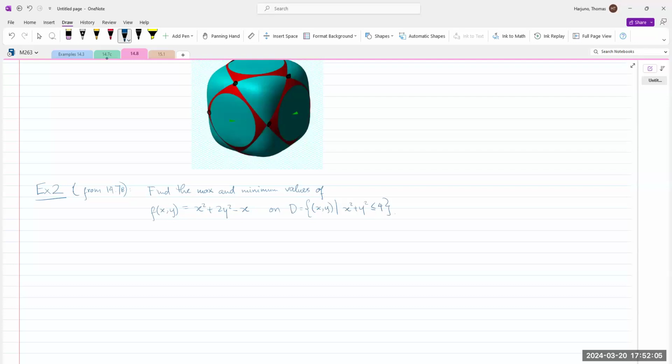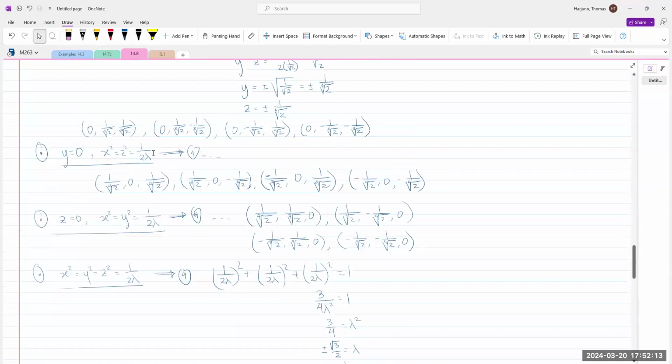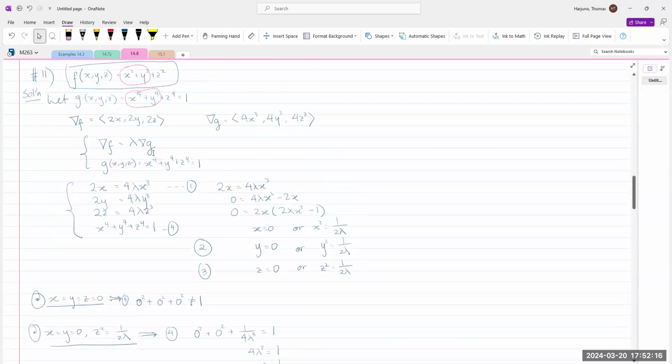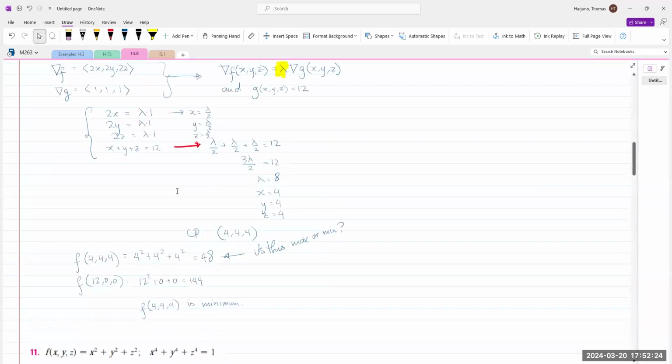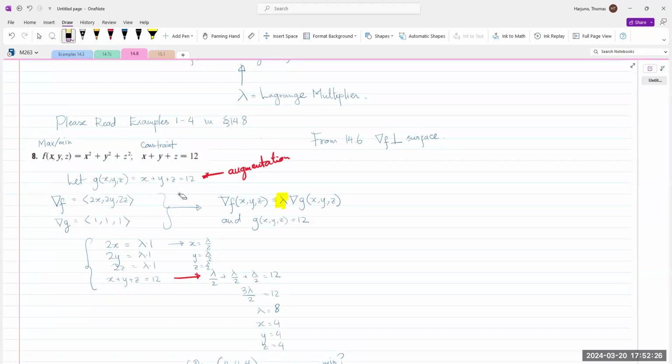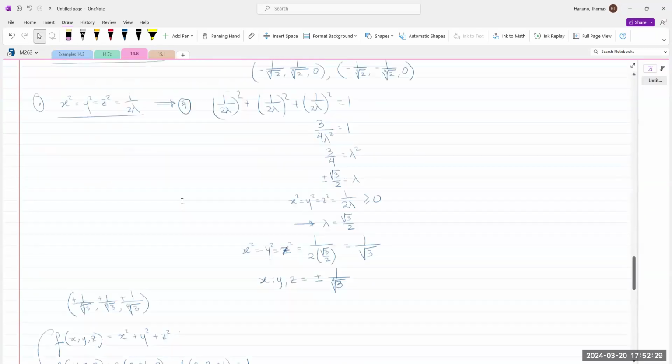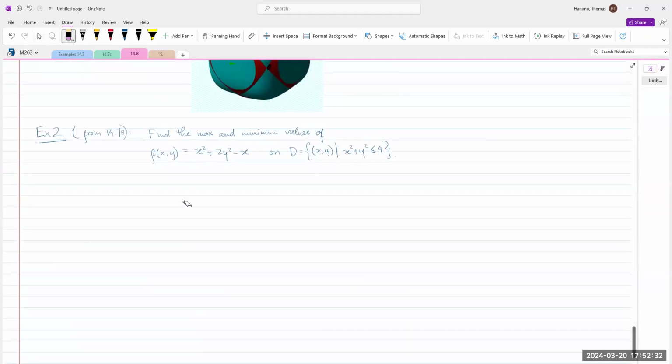Now I'll try to show you how we do this problem. Notice that 14.4 actually deals with the boundaries only. The constraint is a boundary, it's equal to a constant. The problems we do in 14.7 are on the region. So the way we deal with this is, first we deal with the interior of D, and after that we deal with the boundary of D.